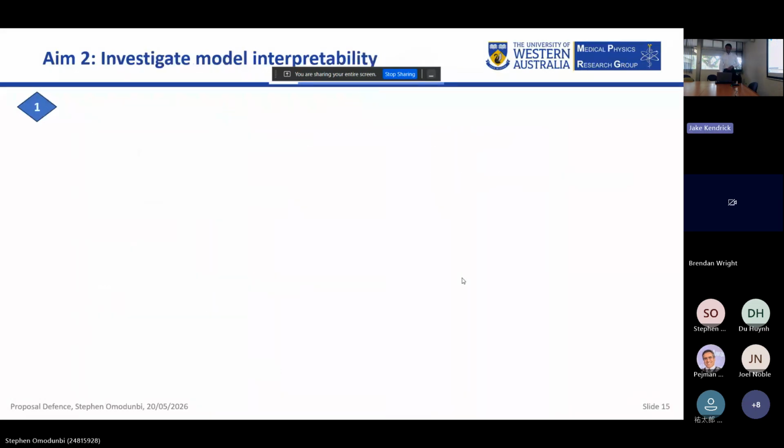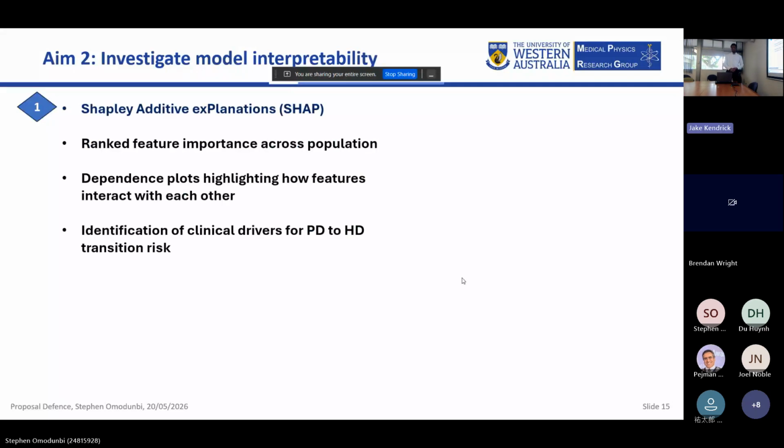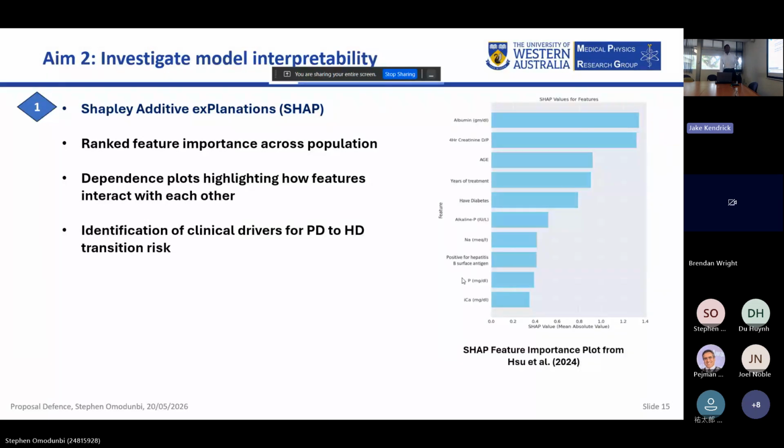In terms of aim 2, our main focus is to investigate model interpretability. So this is going to involve us using Shapley additive explanations. This allows us to see rank feature importance across populations, dependence plots highlighting how features interact with each other, and identifying clinical drivers for PD to HD transition risk. And this here is a feature importance plot from Stru et al. in 2024. They were predicting technique failure for PD patients.